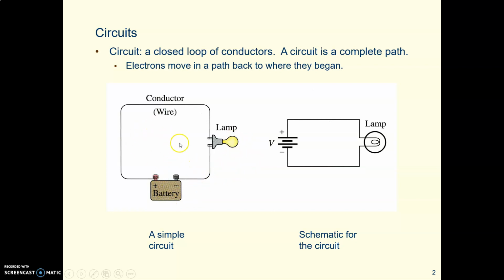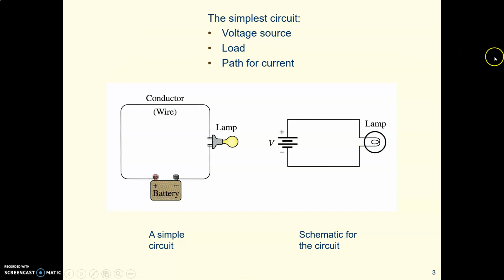So here on the left is a sort of pictorial drawing of a battery and a lamp. The drawing on the right is a schematic showing the schematic symbol for a battery and the schematic symbol for a light bulb. So this is a schematic drawing of a flashlight minus the switch. So here's the voltage source, the battery. Here's the path for the current to flow. And here is the load. The load is the thing that is using the electricity. And in the case of a flashlight, that's a light bulb.